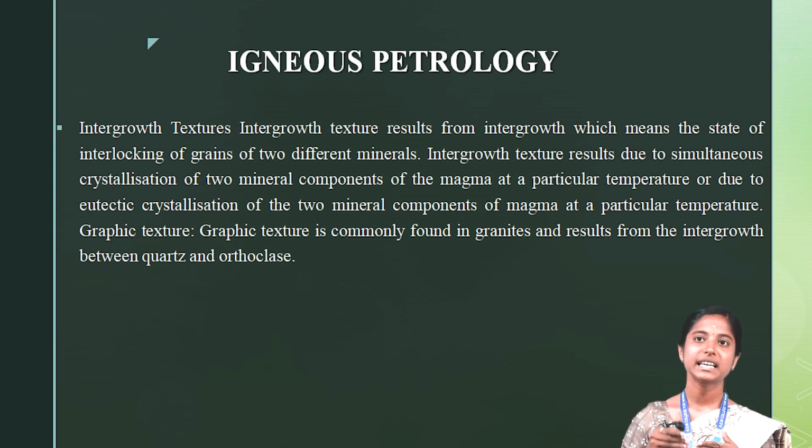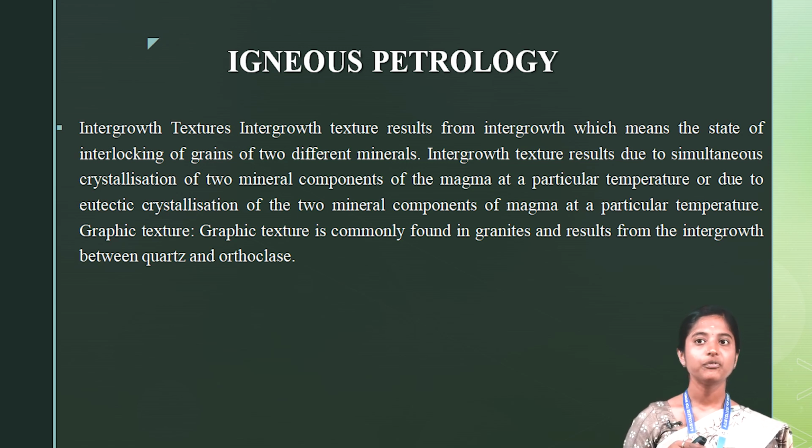The next texture is intergrowth texture. Intergrowth texture results from intergrowth, which means the state of interlocking of grains of two different minerals. Intergrowth texture results due to the simultaneous crystallization of two mineral components of the magma at a particular temperature, or due to eutectic crystallization of the two mineral components of magma at a particular temperature.